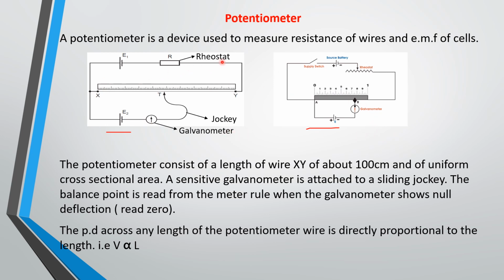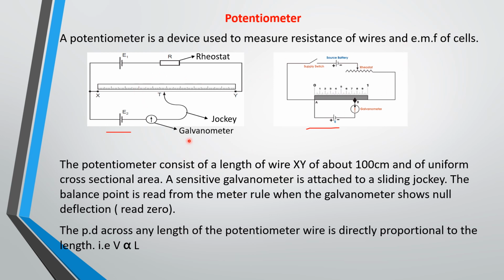So what is a potentiometer? A potentiometer simply is a device that is used to measure the resistance of wires, and it can also be used to measure the EMF of a cell. EMF is electromotive force. Remember, in our previous class we discussed EMF, so you can go through those videos where we treated EMF. So that is basically what the potentiometer is used to do.